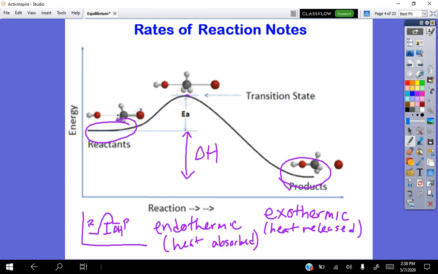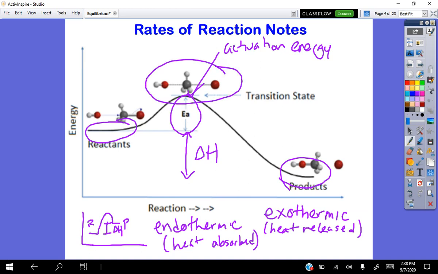When we're looking at the other variable here, EA, that is our activation energy. So every reaction has some activation energy it must overcome in order to get past the transition state, which is at the peak here, and then start to form products. If you don't have sufficient energy, then you won't make any products.